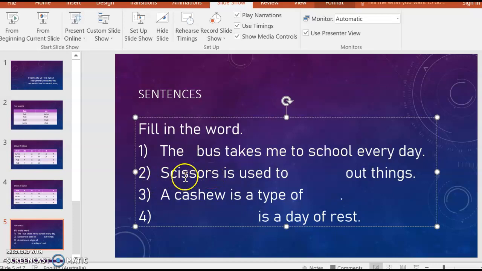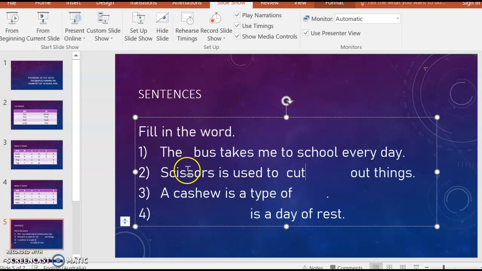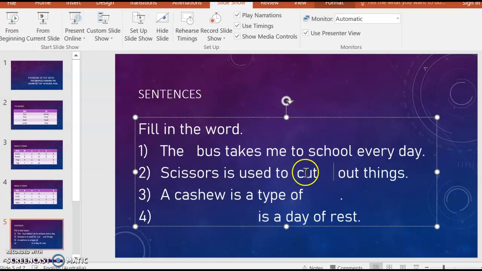Second sentence: scissors is used to something out things. What do we use scissors for? Cut, and that is also a word that has the U in it. C-U-T, to cut out things. Scissors is used to cut out things.